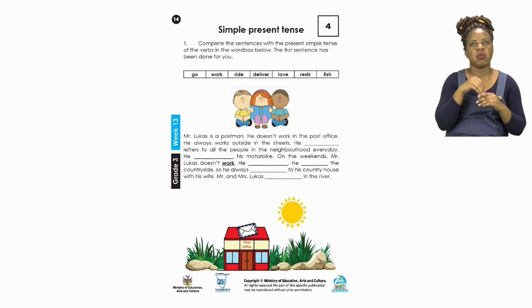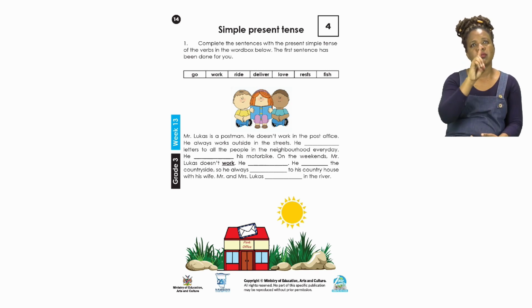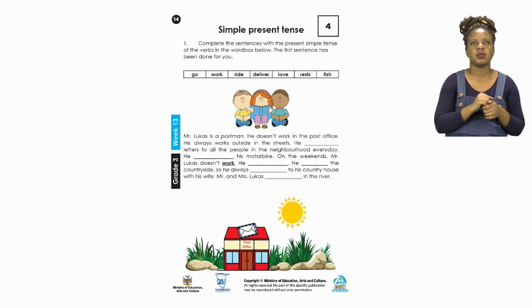Which word can we use and then change into a simple present tense? Now we've already used the word work, so we cannot use it again. Is it the word go, ride, deliver, love, rest, or fish? If you said that it is the word deliver, well done. Now we need to change that word from deliver to a simple present tense. And since this is an everyday action, our word deliver changes to delivers.